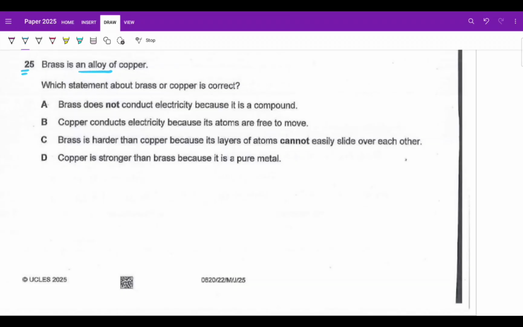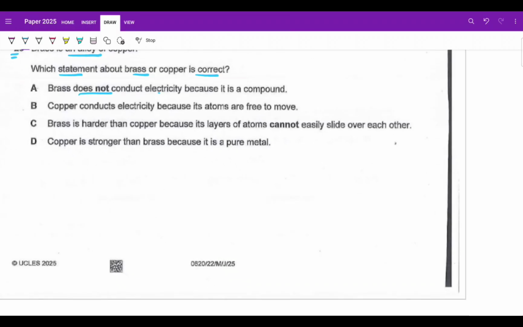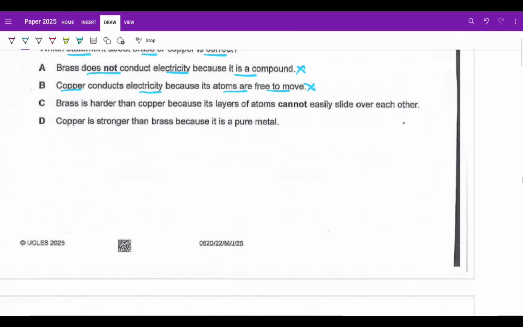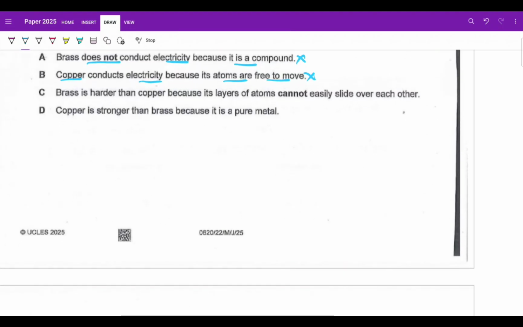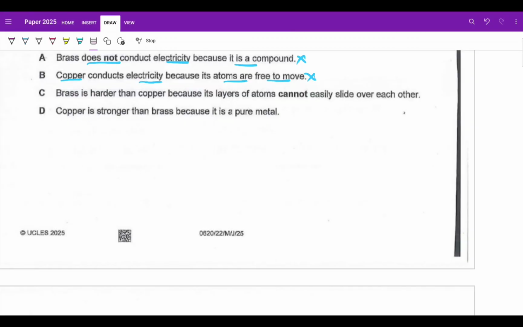Brass is an alloy of copper. Which statement about brass or copper is correct? Okay. Brass does not conduct electricity because it is a compound, no. Brass is also conducted as a metal. It is an alloy of metals. Copper conducts electricity because the atoms are free to move, no. It conducts current because of the delocalized sea of mobile electrons.